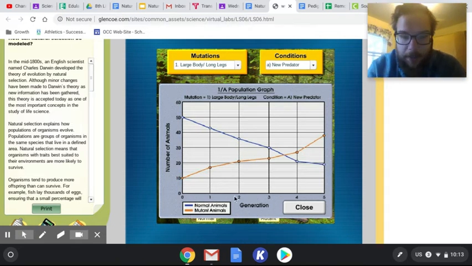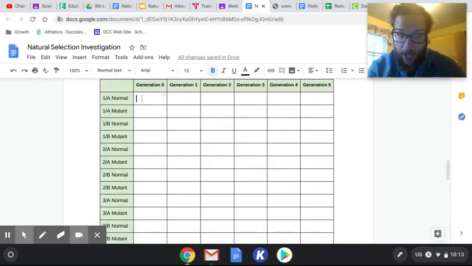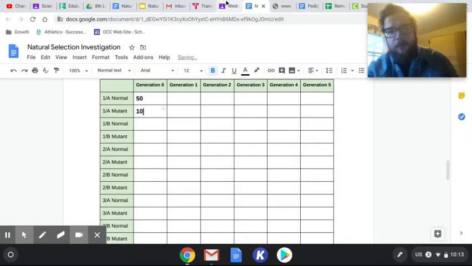Now, look down here on the x-axis, we've got generation 0, 1, 2, 3, 4, 5, 0 being before we started the natural selection process, and then 5 being the end result. And then on the y-axis here, we've got number of animals living in this forest or wooded area, okay? So at our start, look at what we've got. We've got 50 normal, and we've got 10 mutants, okay? Now, this is 1A, so if I go to my graph and I go 1A normal, generation 0 was 50, mutant was 10, okay?